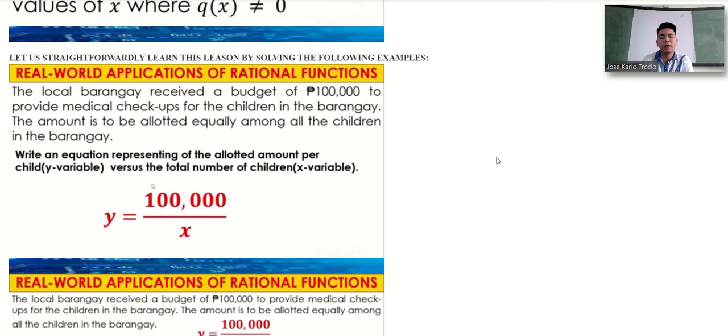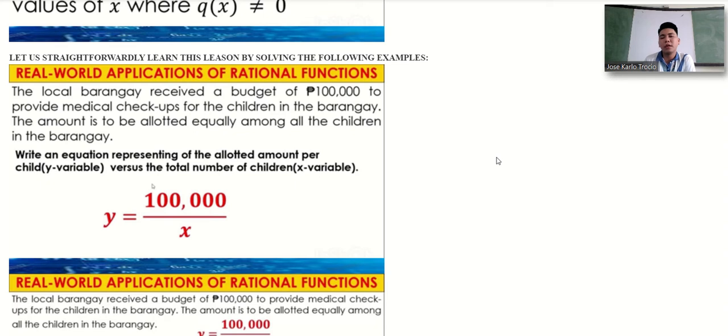So y is now equal to the money to be given to each child. Let y be the money to be given to each child. So the value of x here is our domain, right? The domain is the variable on which the range is dependent. So whatever x is being substituted, then it will have another value.